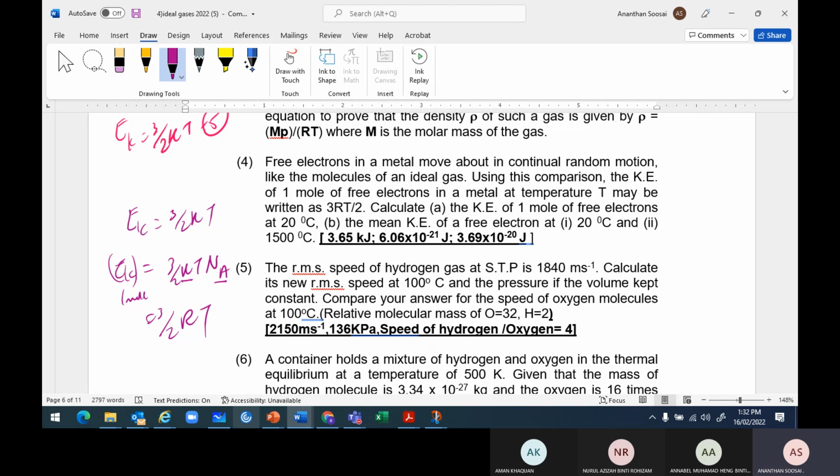So if you got the answer for the 4, just 3/2 RT, the T is 20 degrees Celsius changed to Kelvin. 20 plus 273.15. So you get 3.65 kilojoule, or 3,650 joule. Okay, try to get the next answer.